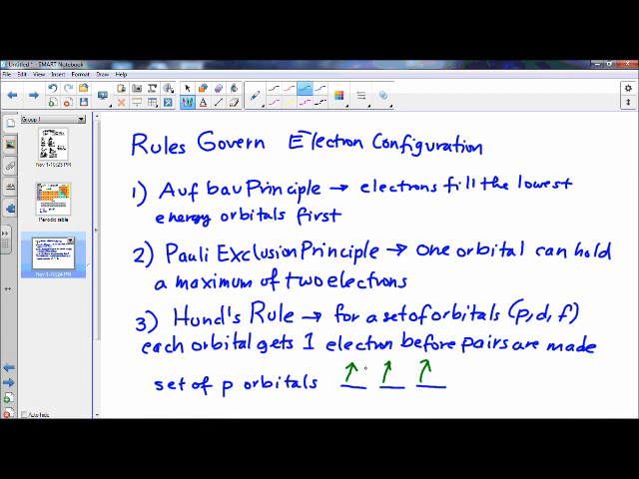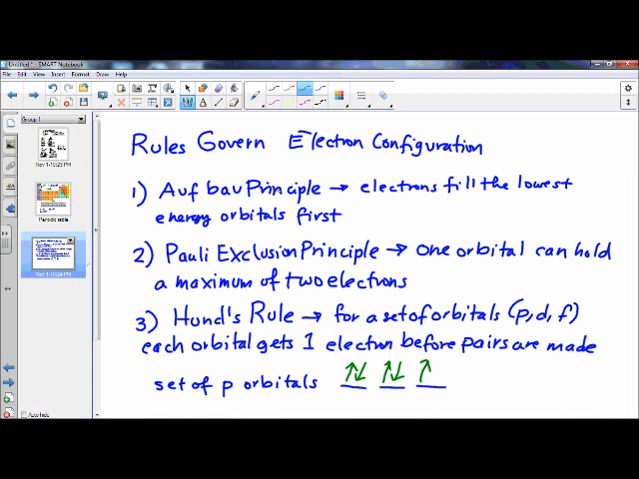Now if I had 4 or 5 electrons, so if I had 4, I would fill in this one. If I had 5, I would fill in this one. Okay, the electrons point, the arrows go up and down. So these are the ones that are filled in first, and these are the ones that are filled in second.